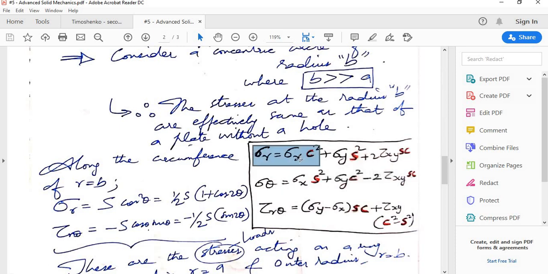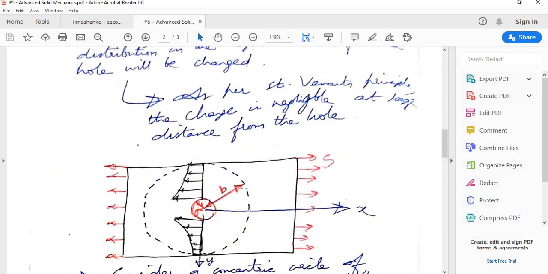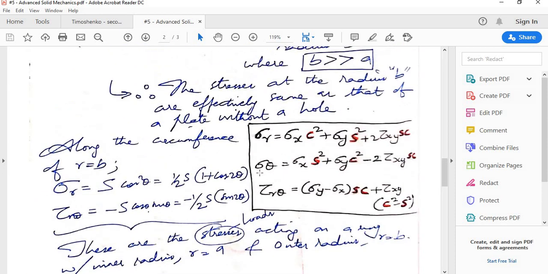Sigma theta is non-existent. This is discussed in class because this is a face which is directly normal to the radial direction. So in this face there will be only sigma r and tau r theta. There won't be any sigma theta. And tau r theta, if you substitute sigma x equal to s, you will get minus s cos theta sin theta.